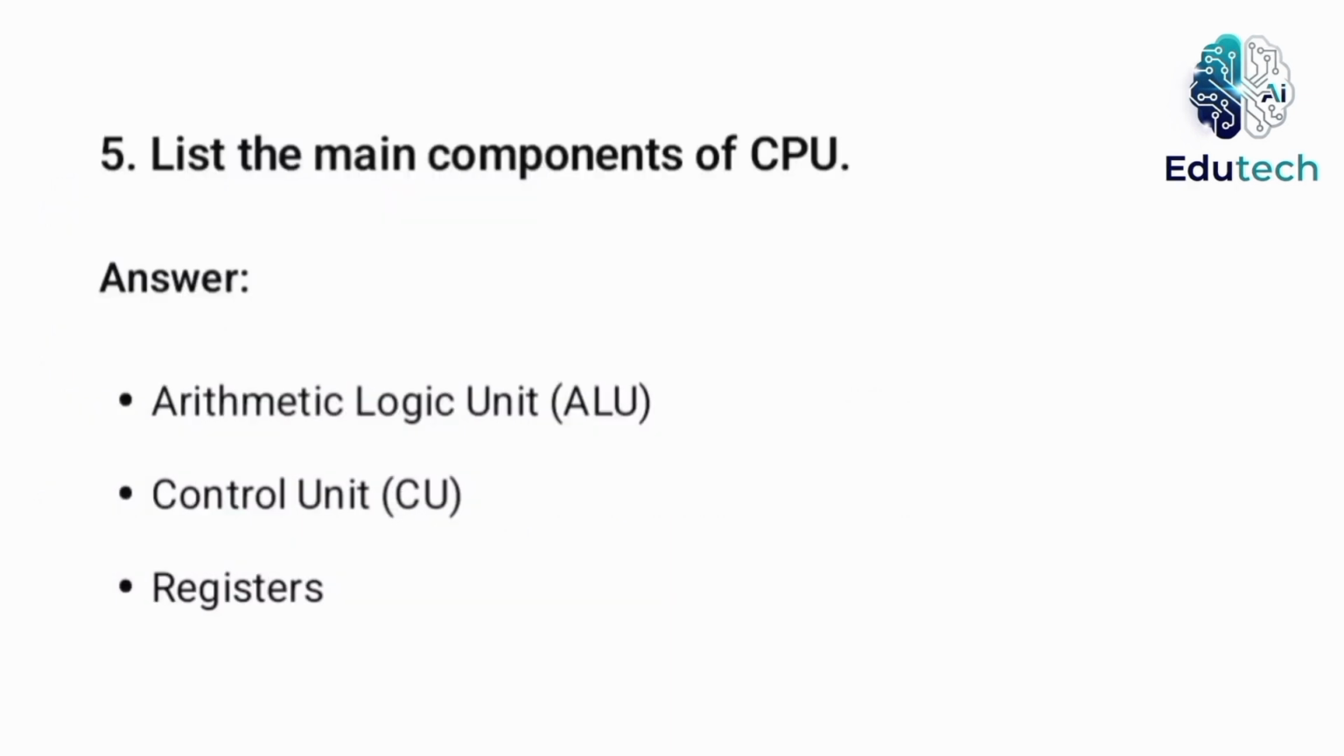List the main components of CPU. The CPU, Central Processing Unit, is the main processing unit of a computer and consists of three primary components: the Arithmetic Logic Unit ALU, Control Unit CU, and registers. The ALU performs arithmetic and logical operations. The Control Unit directs and coordinates all activities of the computer, and registers store temporary data and instructions during processing.